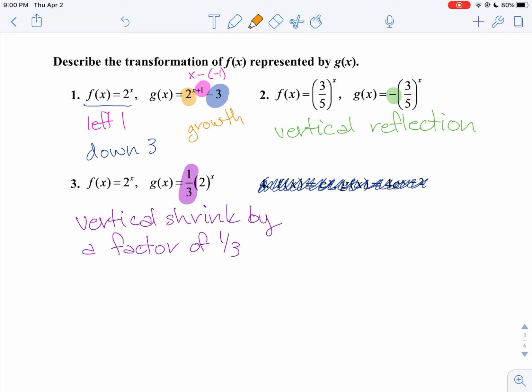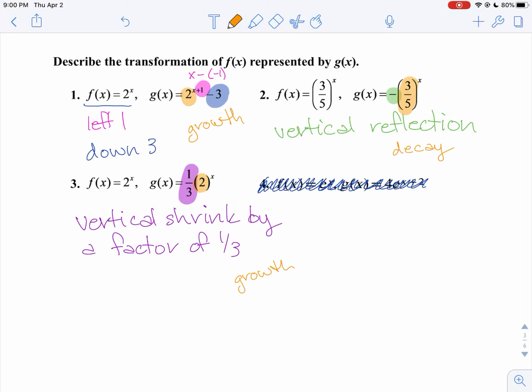And so then if I look at number 2, because our base, 3/5, that value b is between 0 and 1, it's not bigger than 1, then this is going to be a decay function. And for number 3, our base is again 2, just like it was in number 1. So this is going to be another exponential growth function. You should still be able to pick those out.